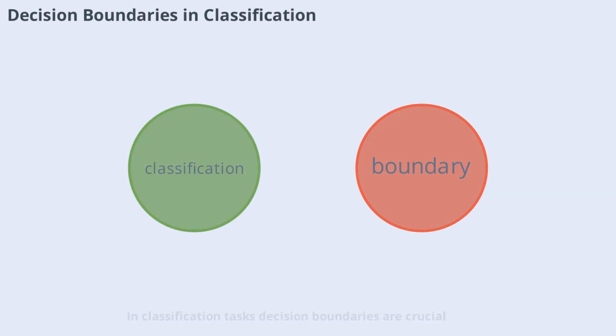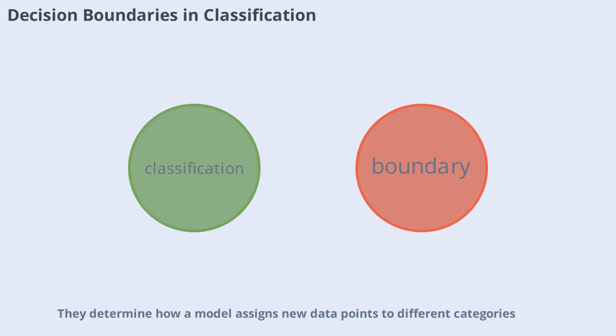In classification tasks, decision boundaries are crucial. They determine how a model assigns new data points to different categories. If a new point falls on one side of the boundary, it's classified as one class. If it falls on the other, it's classified differently. The accuracy of these boundaries directly affects the model's performance.